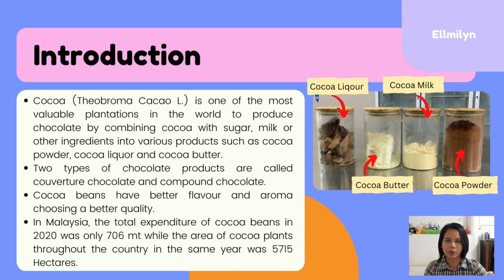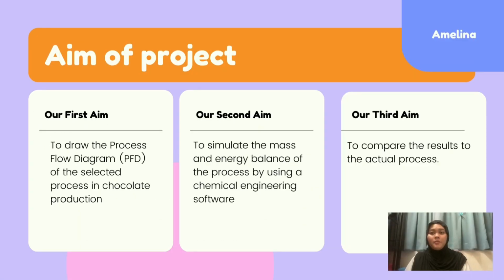The chocolate produced from cocoa beans have been flavored and aroma choosing a better quality. In Malaysia, the total expenditure of cocoa beans in 2020 was only 706 metric tons, while the area of cocoa plants throughout the country in the same year was 5,715 hectares.